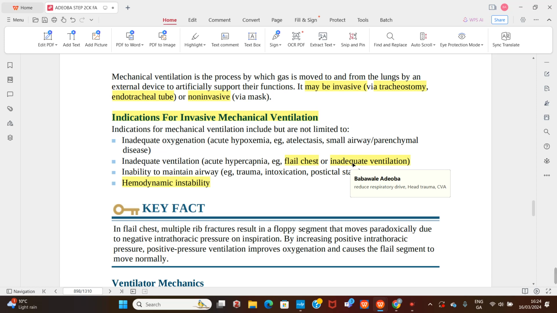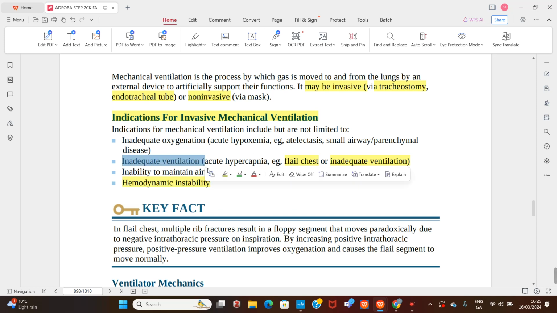Or there's a problem with the chest wall itself, the muscles, they are paralyzed: polio, myasthenia gravis, ALS, or flail chest from trauma. Someone that has flail chest too, that respiratory mechanism is impeded. The person will not be able to ventilate well. It will lead to hypercapnia, requiring a need for mechanical ventilation.